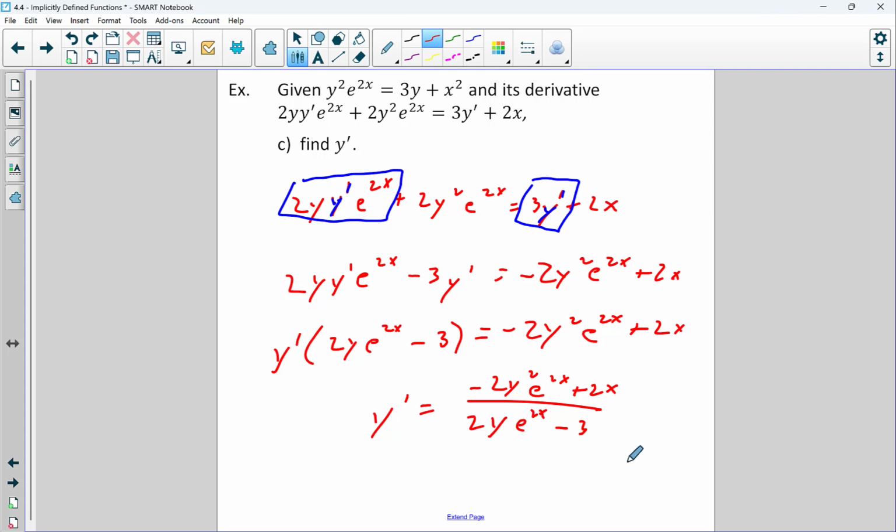Y prime equals that. Now, of course, there is a lot more to talk about when it comes to implicitly defined functions, and you'll talk all about it next year in calculus. But this is really just the algebra portion. Calculus is just the first step of the problem. You still need to be able to do the algebra to finish up the problem. So you take it from here, pull up the practice, get to work.